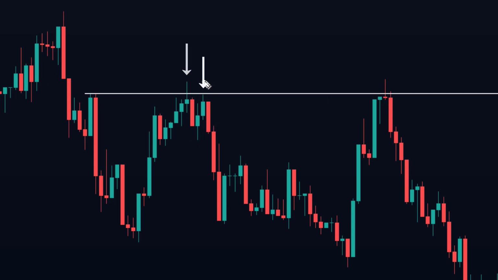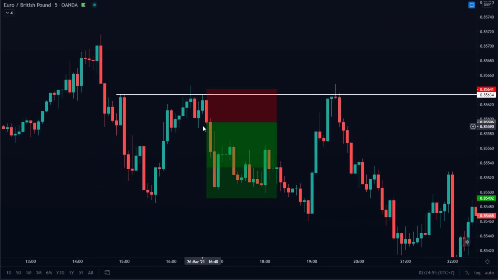At this time, the buyer failed to go higher 2 times. The second engulfing shows a strong momentum, so we can place an order here after this engulfing is closed. Stop loss above the engulfing pattern or above this level. That is an example of a selling order.